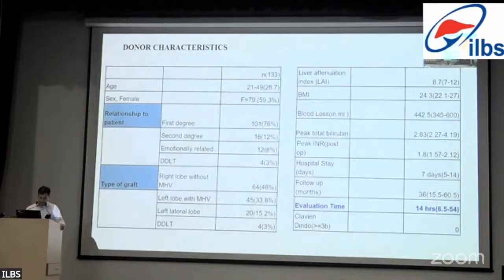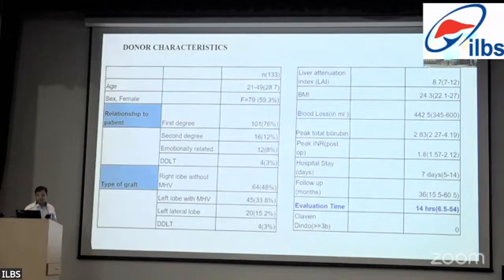Coming to the donor characteristics, we will start with the donor. The total number of liver transplantations for acute liver failure, including both pediatric and adult, is 133 patients. And the donor median age is 28 with a range of 21 to 49, that is the interquartile range. And the majority of the donors are female.